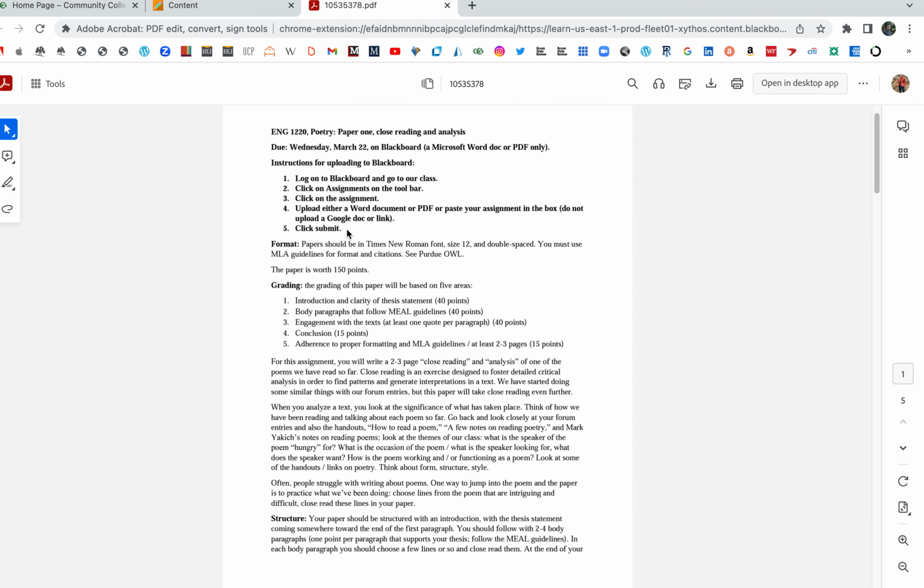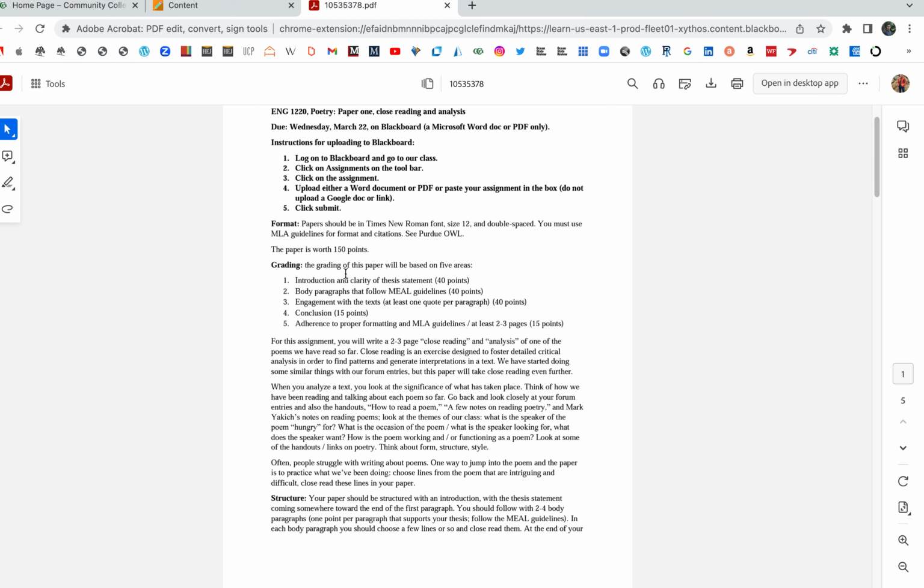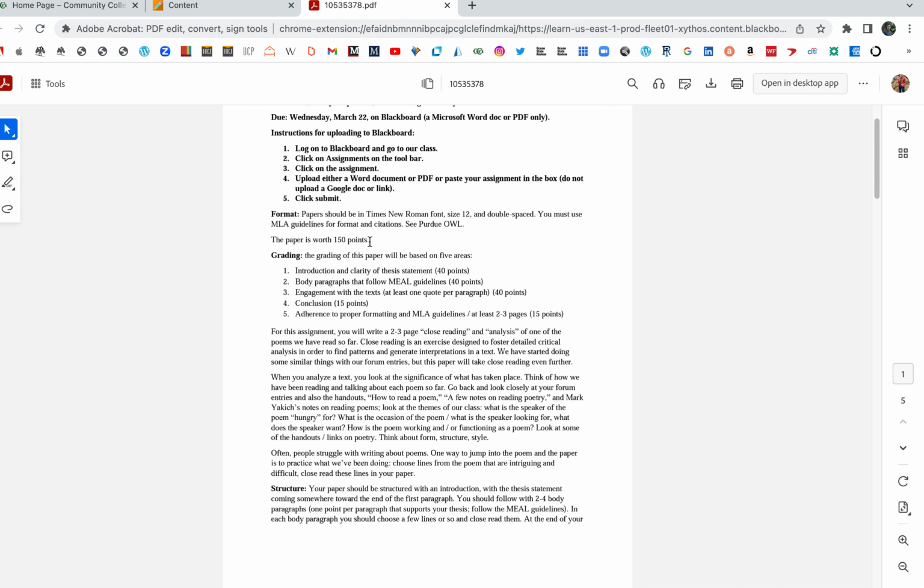All right. The paper is worth 150 points, and the grading will be based on these 5 areas. Introduction and clarity of thesis statement. So you're jumping right into your paper, setting it up, discussing what you're going to talk about, and you're going to have a thesis statement at the end. That's like the main idea of your paper. That's 40 points.